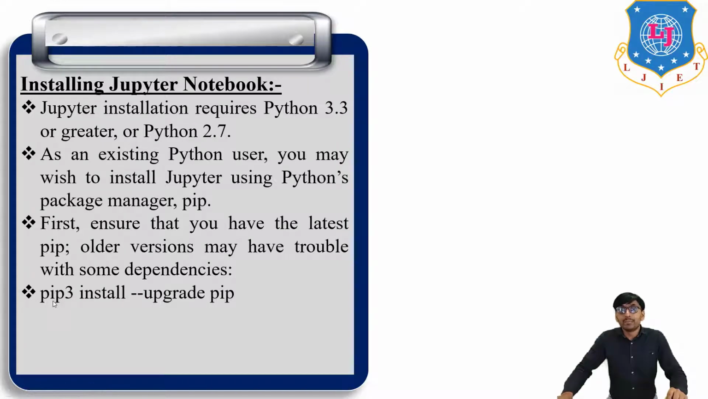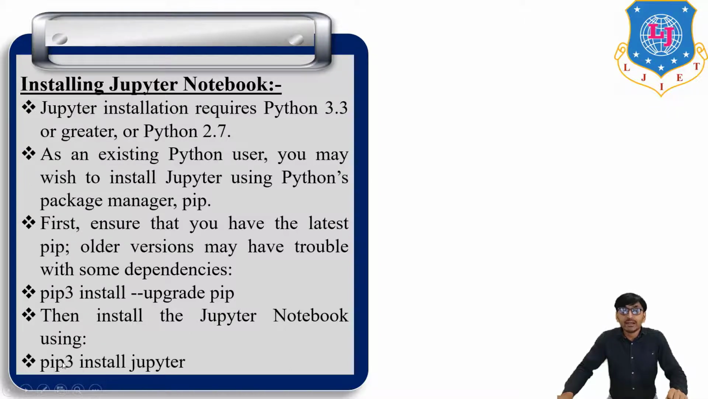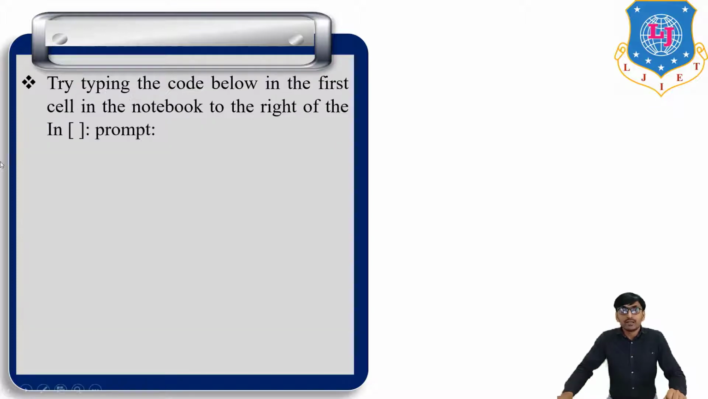Latest version pip 3. So pip3 install --upgrade pip. Then install the Jupyter Notebook using pip3 install jupyter. So after pip3, which is the latest version of pip, then write install jupyter. Okay. Then try typing the code in the cell of Jupyter.